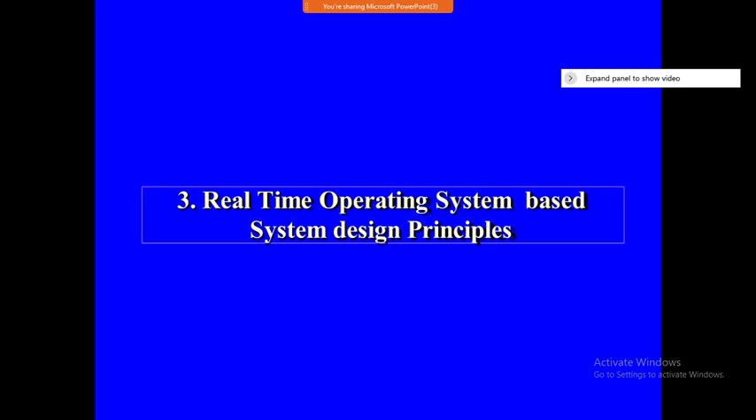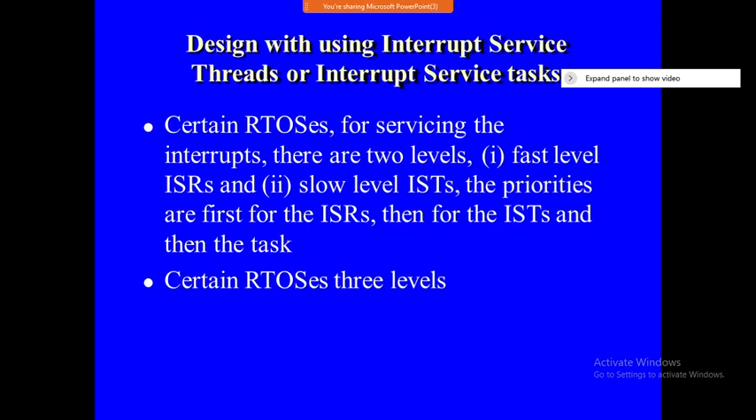Next we'll move to real time operating system based system design principles. Certain RTOS serve the interrupts at two levels: fast level ISRs and slow level ISRs, also called ISTs, interrupt service threads. The priority is first for the ISRs, then the ISTs, then the tasks. First the ISRs execute, after that the ISTs, after that the tasks. Certain RTOS have three levels also.